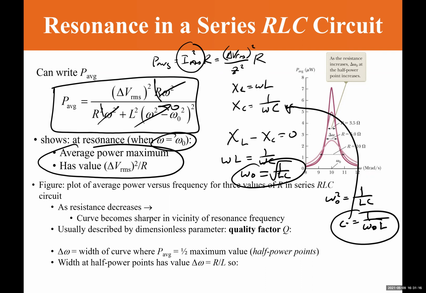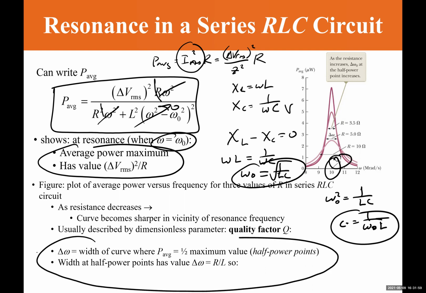Okay, so this graph shows the average power versus frequency, and again you get the resonance frequency, which shows that as the resistance decreases, the curve becomes sharper in the vicinity of the resonance frequency. That means the average power also depends on the resistance here, and at omega naught you get the maximum average power.